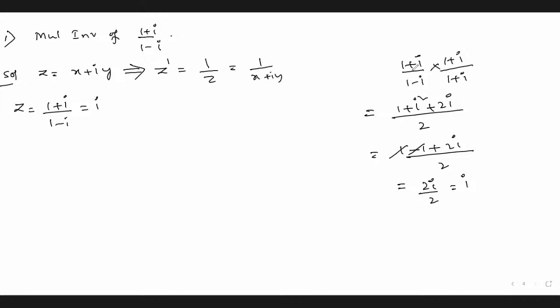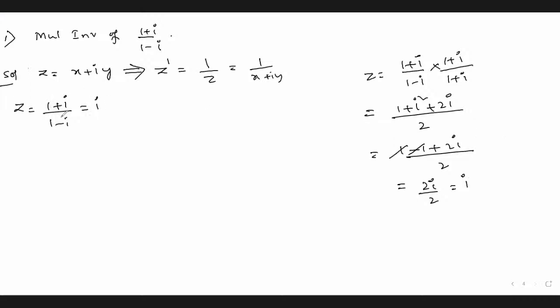I am repeating this step. Consider this one as z. I took the conjugate of the denominator, 1 plus i, and I multiplied and divided by 1 plus i. So I got the numerator as the (a plus b) whole square formula: 1 plus i square, where i square value is minus 1, plus 2i. Minus 1 plus 1 get cancelled, and you are going to get 2i by 2, which is equal to i.